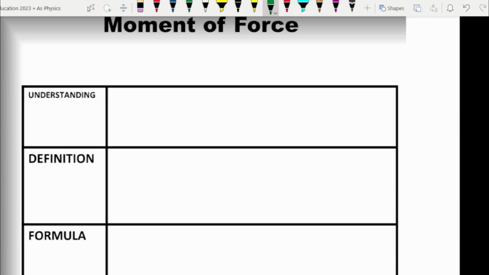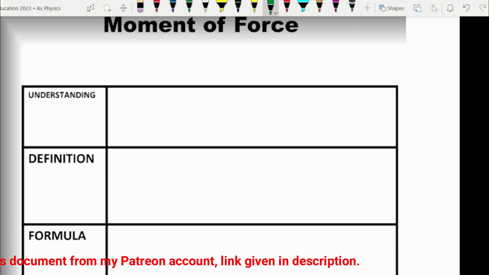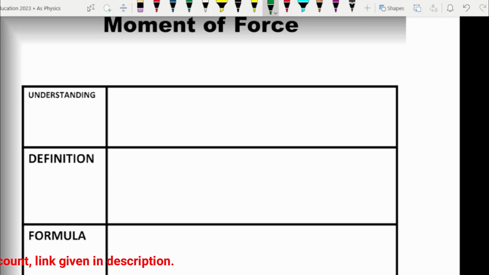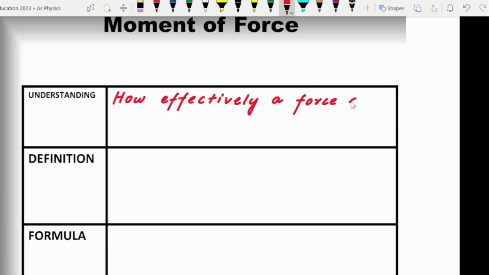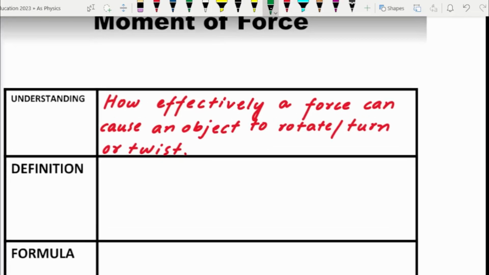It is the effect of a force that causes an object to rotate or to turn or to twist. This is the moment of force. This is not the exact definition that you're going to write in the exam. This is just for conceptual understanding. So let's start noting it down. We say how effectively a force can cause the object to rotate or to turn or to twist, that is called moment of force.